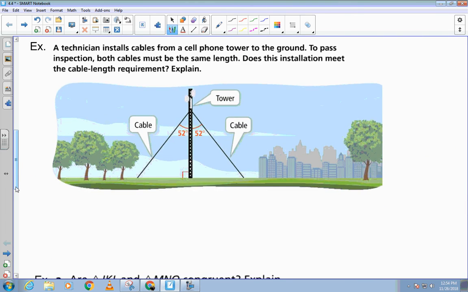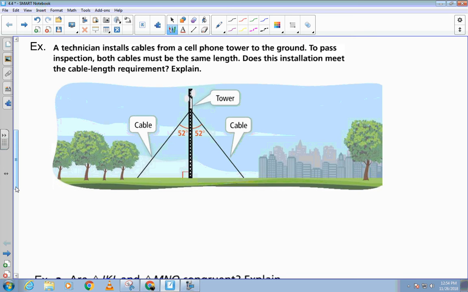A technician installs cables from a cell phone tower to the ground. To pass inspection, both cables must be the same length. Does this installation meet the cable length requirement? Okay, so basically they're saying, are these two cables the same length?